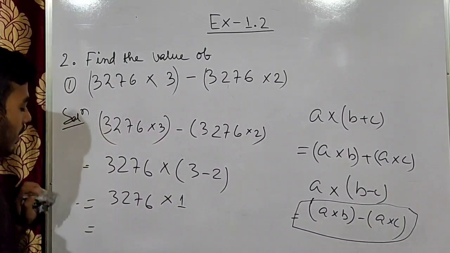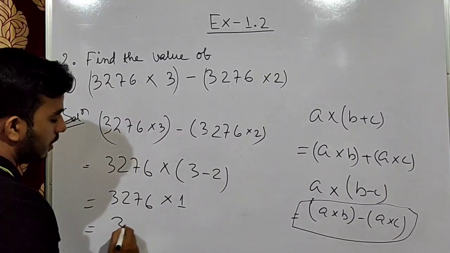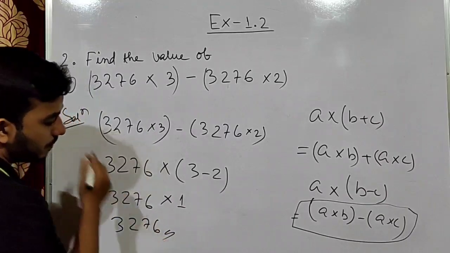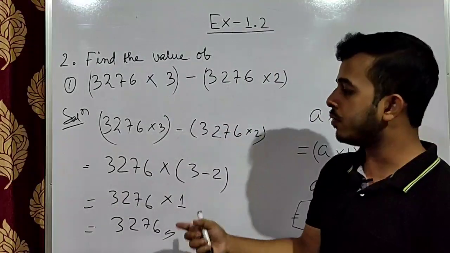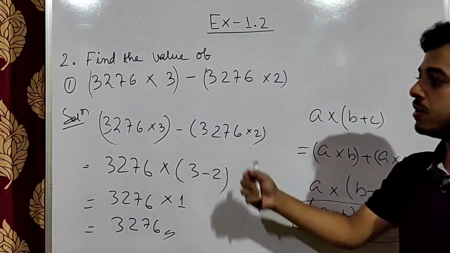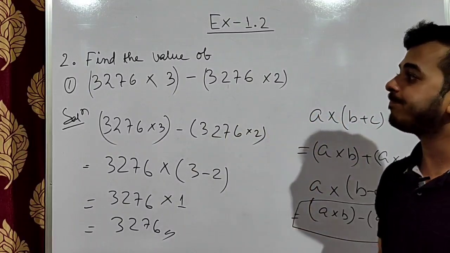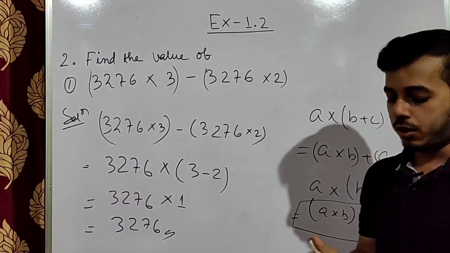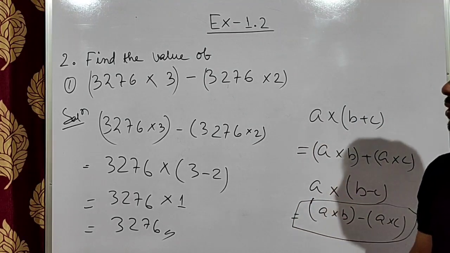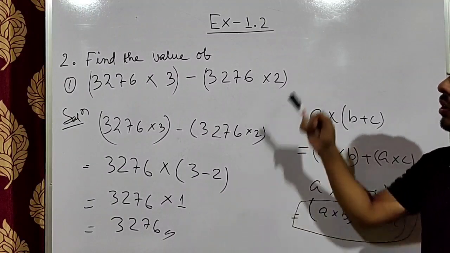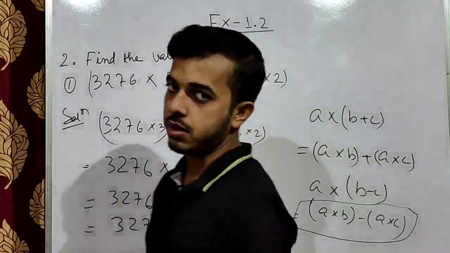Now we know if any number is multiplied with 1, the result is the number itself. So it will be 3276. Very easy, right? We can find it in a few seconds. So this is how we can find the product of integers, right? When there are 4 integers, we can find it in this way. So this process also takes less time. Now you can try yourself.